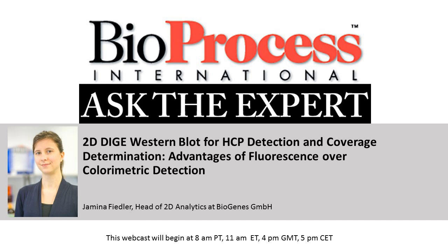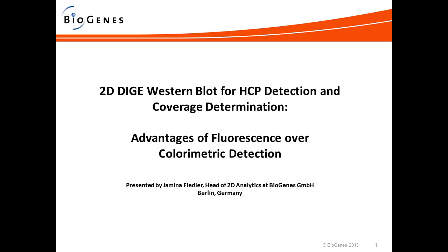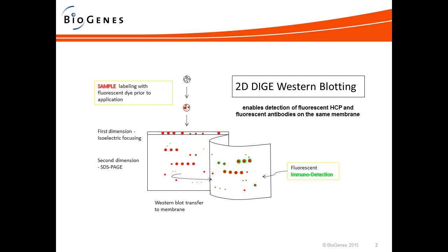Biopharmaceutical products have to be free of byproducts such as host cell proteins for their approval by authorities such as the FDA. For that, a clear proof of sufficient HCP detection by the used HCP assay is required. The 2D Western blot method is the standard technique for the detection of HCP coverage. The colorimetric detection has several limitations that can be overcome by the use of fluorescent detection. Today I will explain how fluorescence improves the HCP detection analysis in 2D Western blotting.